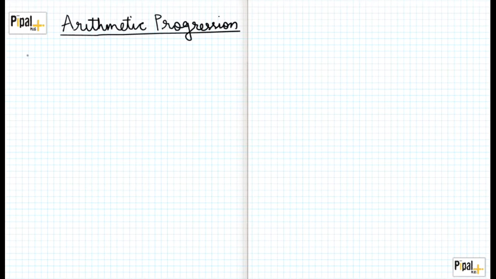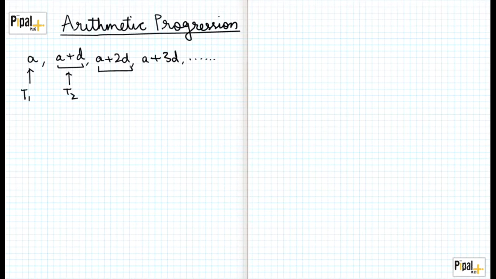Now, arithmetic progression looks like this, right? You start with any number, let's say a, then you add a number d to it to get your second term, and you add another d to a plus d to get the third term, and so on, and it continues. You notice that a is the first term of this AP, which I'm going to refer to as T1. A plus d is T2, a plus 2d is T3, and so on.